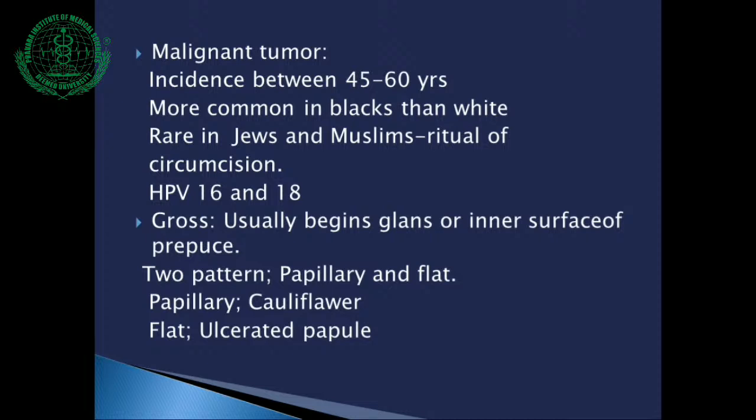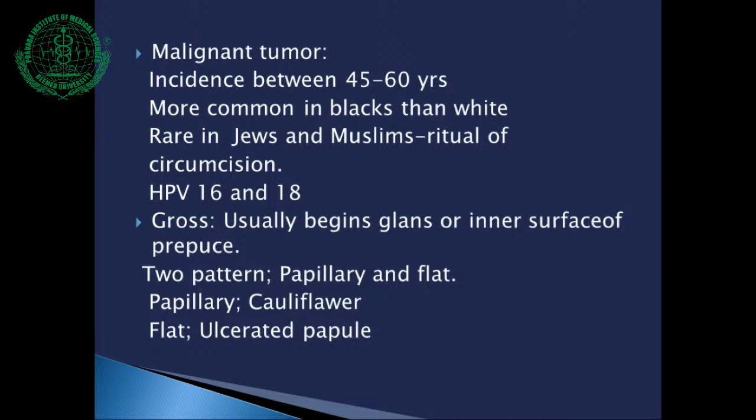The incidence of this disease is between 45 to 60 years of age, most commonly seen in black people. It is uncommon in Jews and Muslims because of the ritual practice of circumcision. What is the etiological factor? The etiological agent is HPV 16 and 18. HPV means human papilloma virus. Types 16 and 18 are high risk viruses that cause squamous cell carcinoma of the penis in the male.